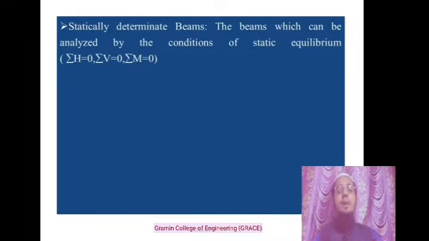As you know, these are the beams which can be analyzed by the conditions of static equilibrium. Now which are the static equilibrium equations? Yes, the summation of all horizontal forces will be 0, the summation of all vertical forces will be 0, and the summation of moments will be 0. Any structure which satisfies these equations and can be analyzed by using only these three static equilibrium equations is termed or defined as a statically determinate beam. What about indeterminate?